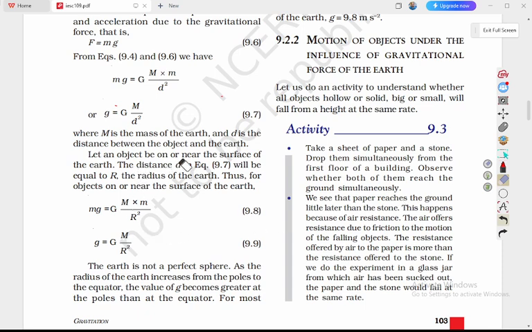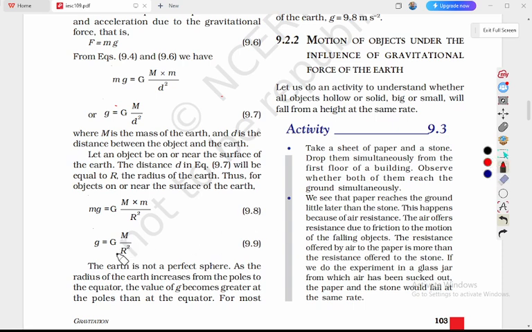Let the object be on or near the surface of Earth. The distance d in equation 9.7 will be equal to r, the radius of the Earth. Thus, for objects on or near the surface of the Earth, mg is equal to capital G M m by r square, or you get the value g is equal to capital G M by r square. Right? Then you get this value.